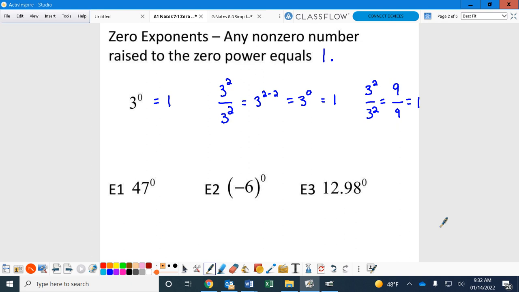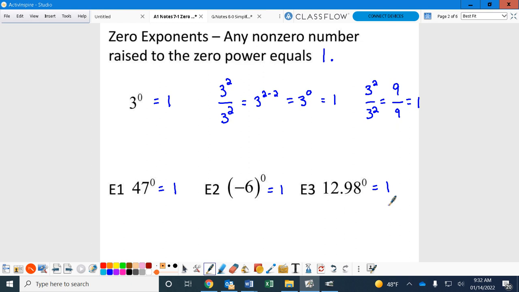Again, this is the first rule that I'm giving you, that anything raised to the 0 power is equal to 1. So guys, what's 47 to the 0 power? 1. What's negative 6 to the 0 power? Guys, what is it? 1. It's just 1. It doesn't matter if it's positive or negative. Anything raised to the 0 power is 1. So 12.98 to the 0 power is still going to be 1. That's it. Anything raised to the 0 power is 1.